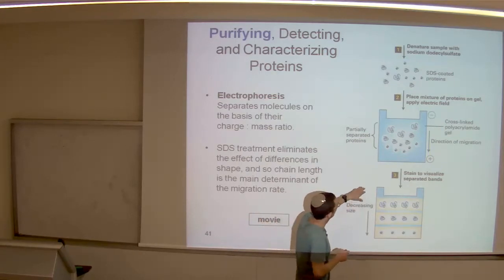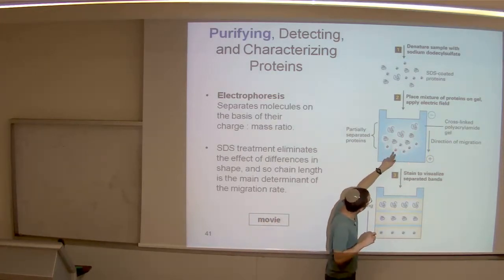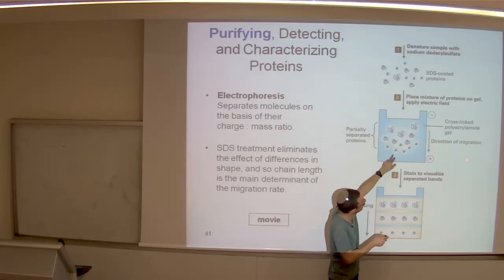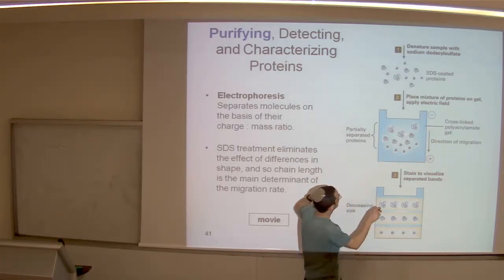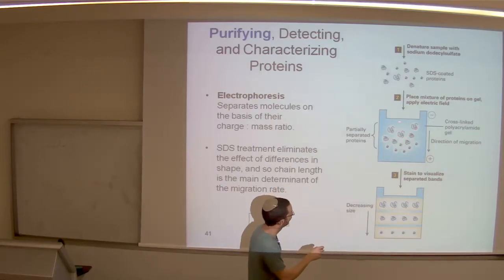And so the smaller the protein, the more towards the positive pole you will find it, because it will be more able to snake through the dense mesh of the polyacrylamide gel. And the bigger proteins will stay behind, more towards the negative pole. And you will get bands of proteins of different sizes.